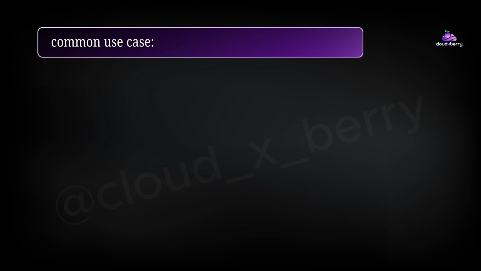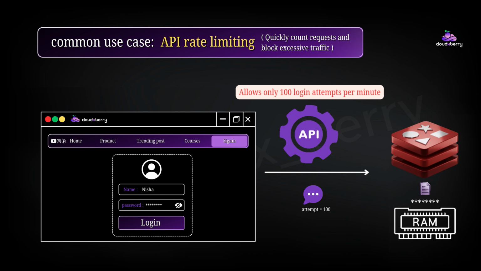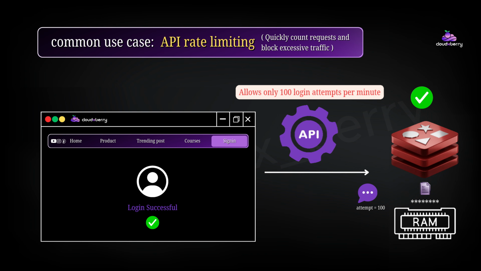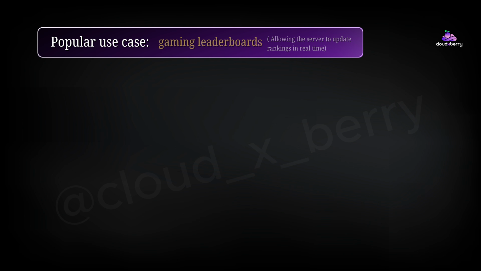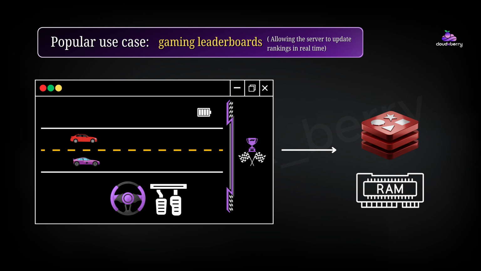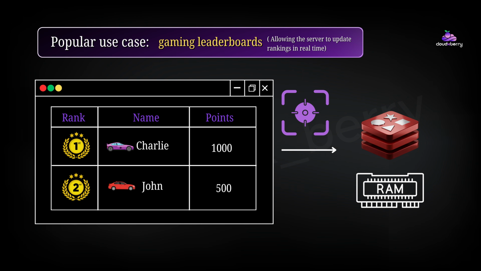Redis is also widely used for API rate limiting. For example, if an API allows only 100 requests per minute, Redis can efficiently track those requests and block excessive traffic. Another popular use case is gaming leaderboards. Imagine millions of players competing in a game. Redis can keep rankings updated in real time and instantly show the top players.